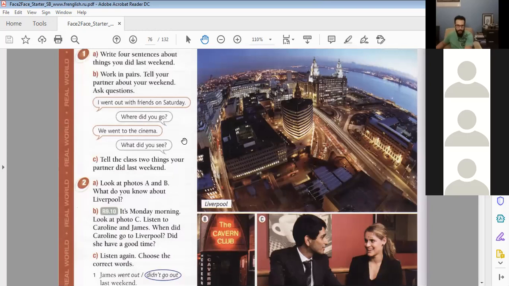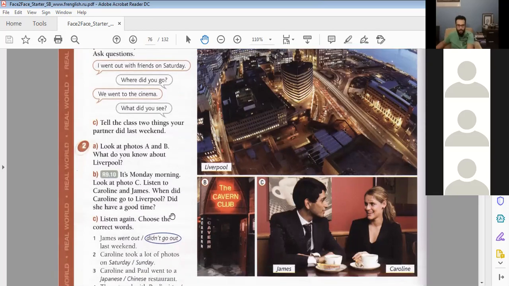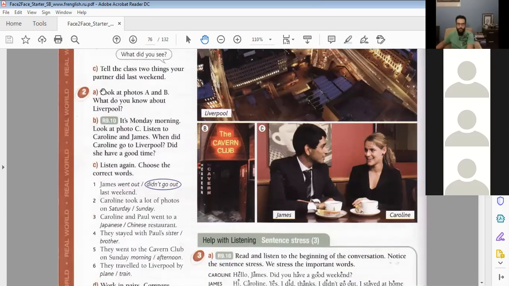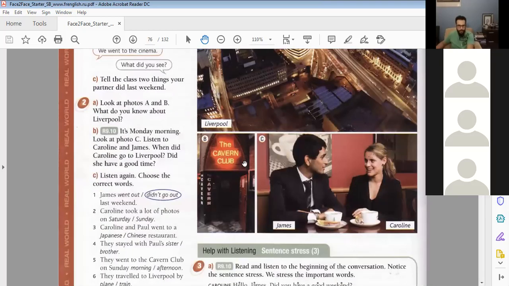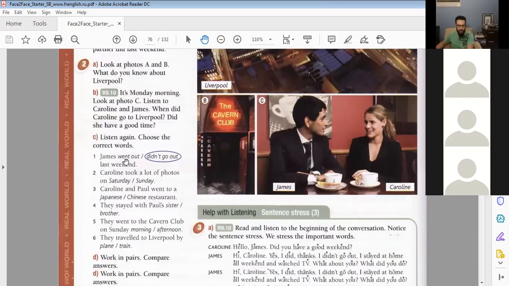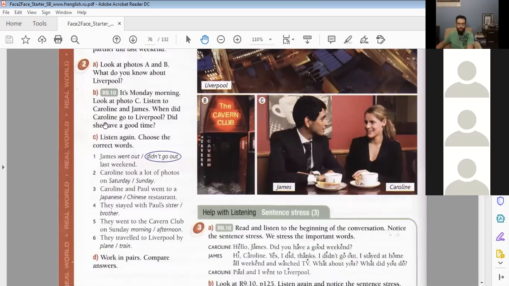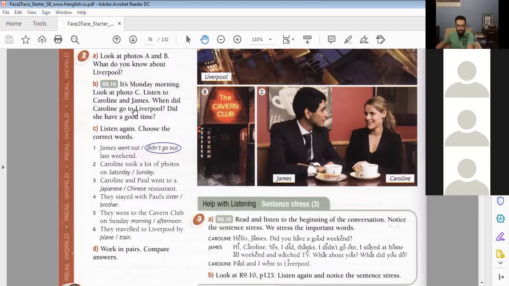We talked about some of the things that you did at the weekend. And here we have listening, number 2. It says, look at photos A and B. What do you know about Liverpool? Liverpool is a new city for us, so we don't know much information about it. We're going to listen again.